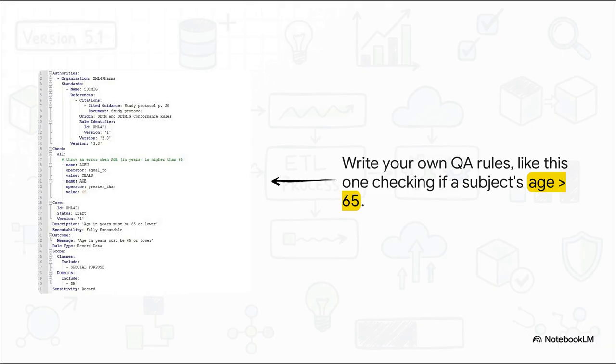So what does writing your own rule actually look like? Well, here is a perfect, simple example. This little bit of code is a custom quality check that flags any subject whose age is over 65. Think about that. This is the kind of study-specific check that used to be impossible to automate. Catching something like this early is a huge advantage. It saves so much time and effort down the line.